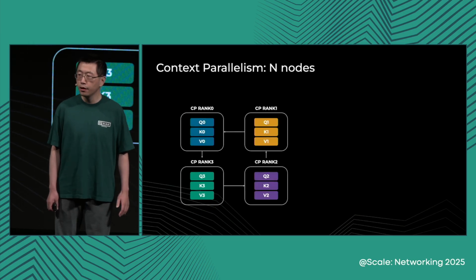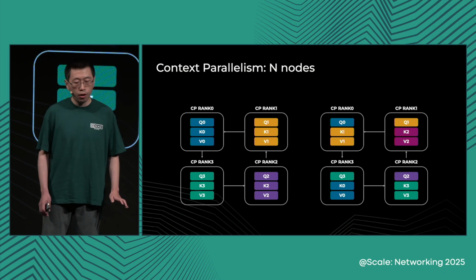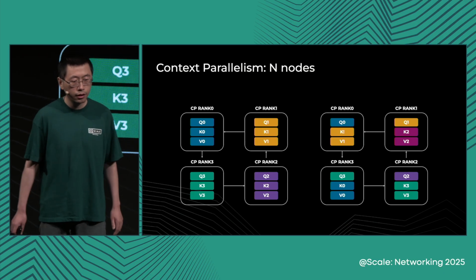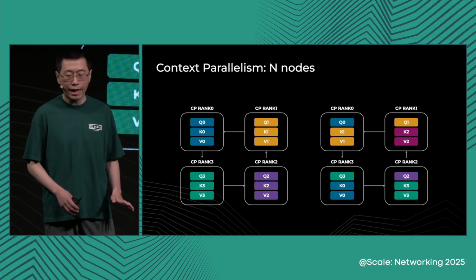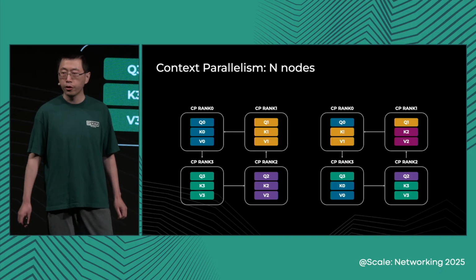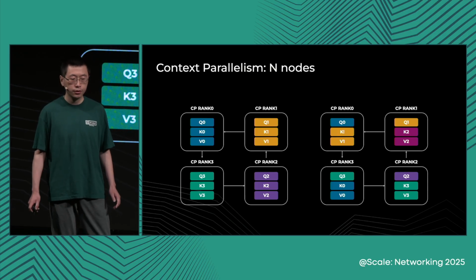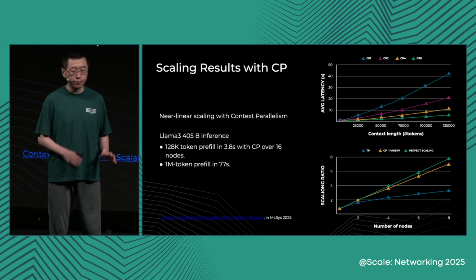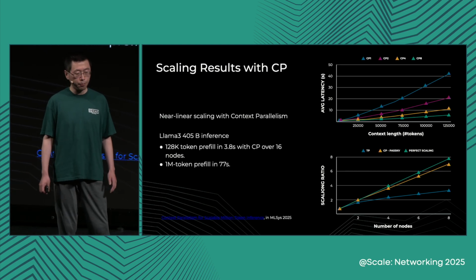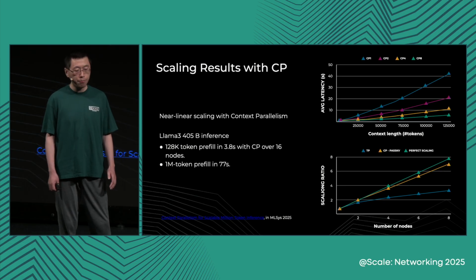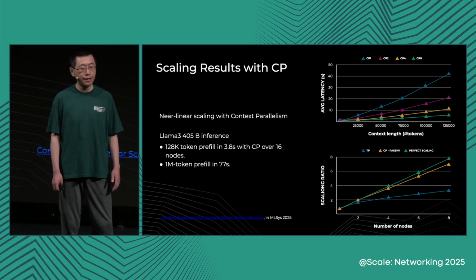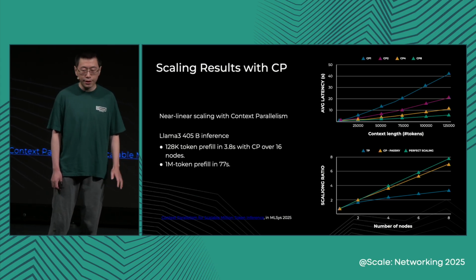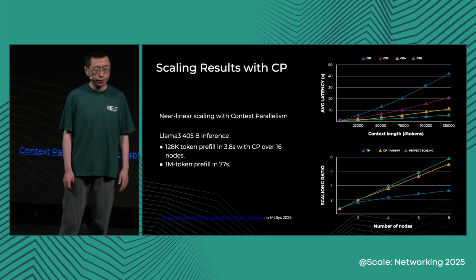When we extend to more nodes, like 4, it will have more steps to finish these pass-KV or pass-Q variants. You can see these CP ranks pass query and key value in a ring fashion. So we also call this ring attention. With these variants, we actually achieved nearly linear scaling with context parallelism. Using the Llama 405B model as an example, we achieved less than 4 seconds with context parallelism over 16 nodes, and 77 seconds for 1 million tokens.